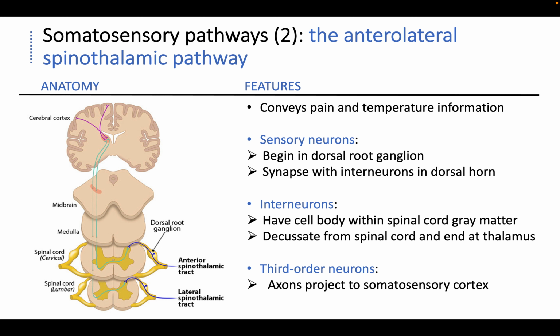Now, it doesn't go in the posterior column, but it goes in a region of the kind of anterolateral region. That's why it's called the anterolateral spinothalamic pathway. But the general pathways, the layout's pretty similar.